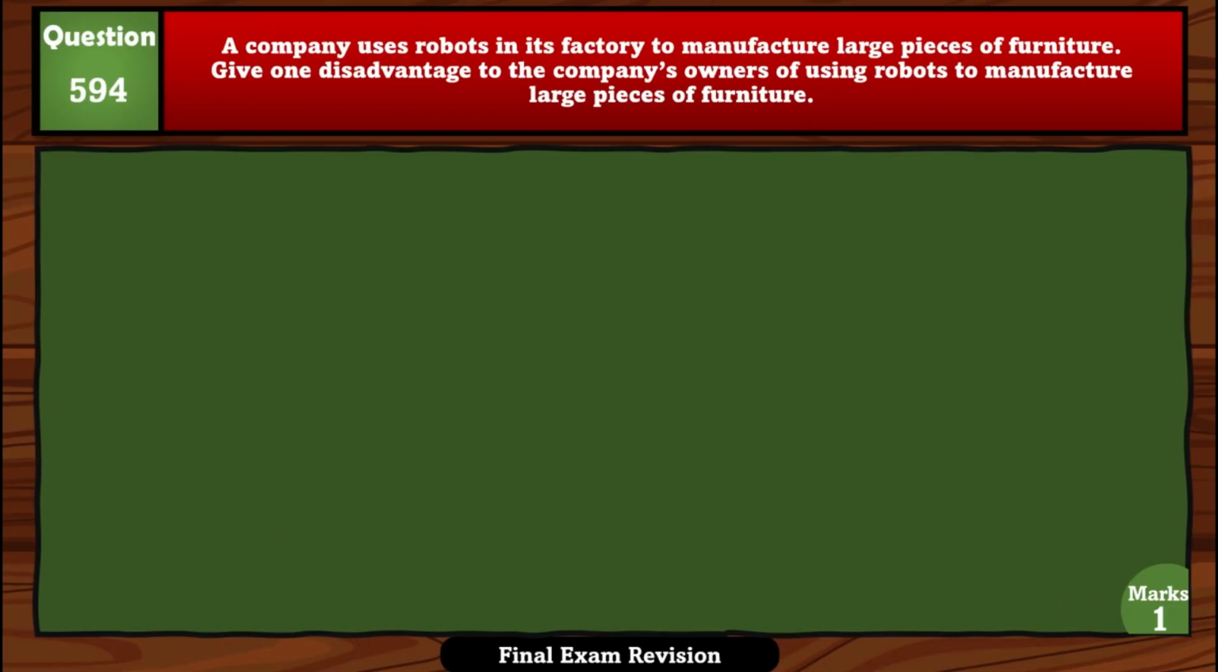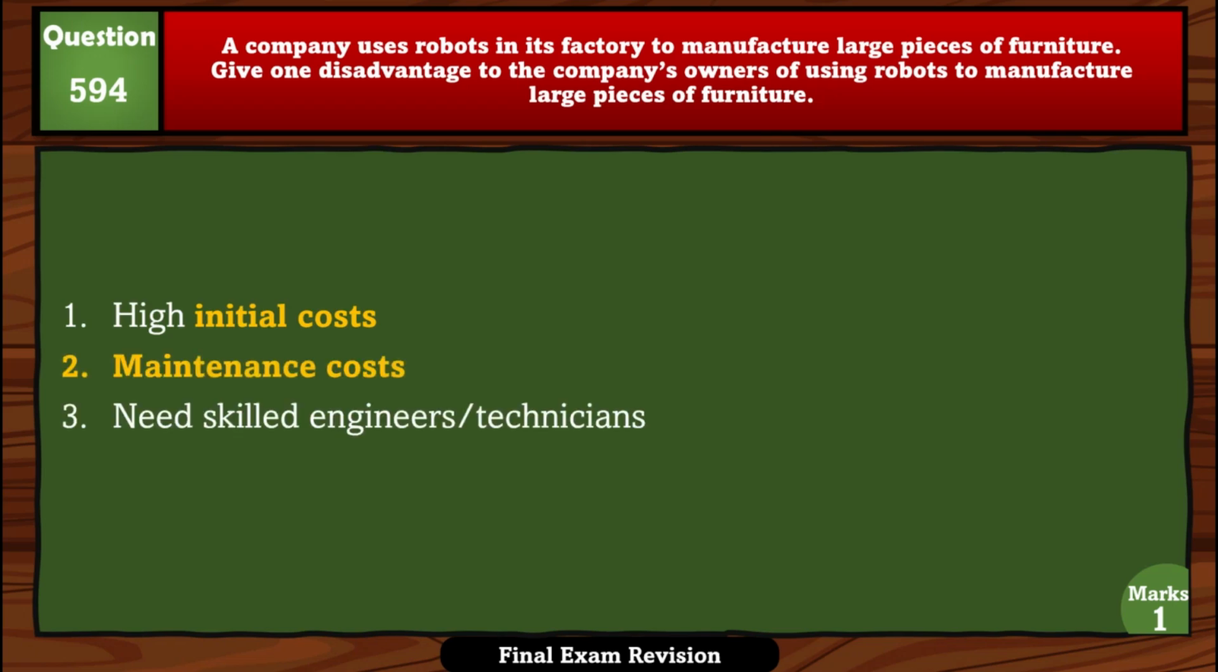Question 594. A company uses robots in its factory to manufacture large pieces of furniture. Give one disadvantage to the company's owner of using robots to manufacture large pieces of furniture. High initial cost, maintenance costs, need for skilled engineers or technicians.